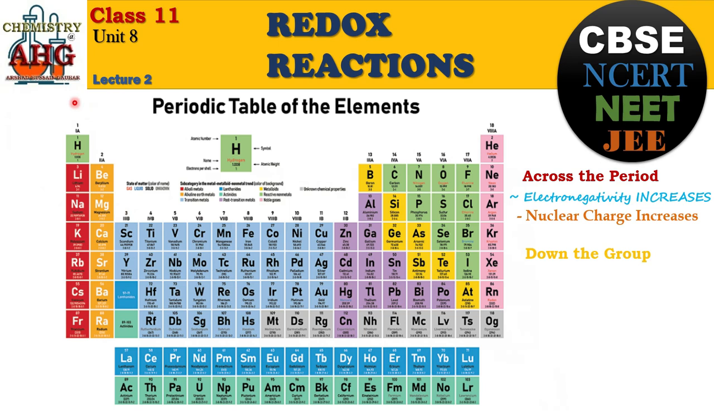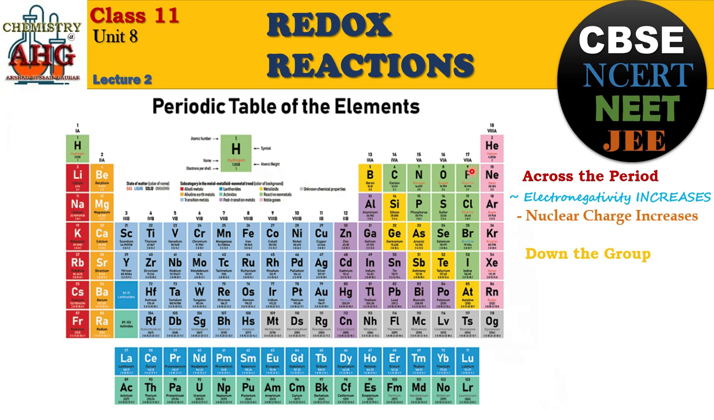If you look at any group, what is a group? Vertical column in the periodic table, these are the groups. Now let me take the example of group 17. These elements: fluorine, chlorine, bromine, iodine. Now if we compare these elements, as I have told you, fluorine is the most electronegative element in the whole periodic table. There is no other element that is more electronegative than fluorine. So fluorine is number one, the most electronegative element in the whole periodic table.